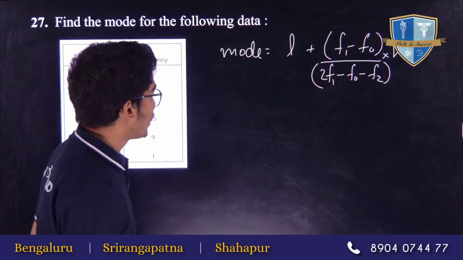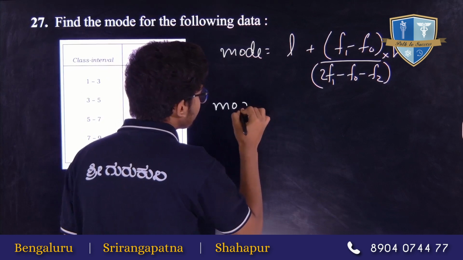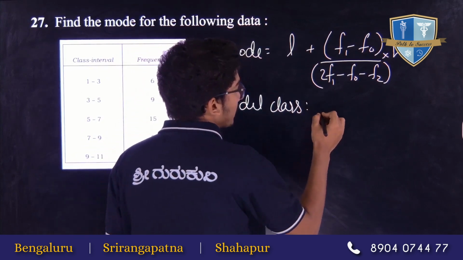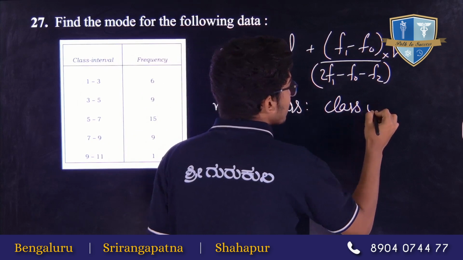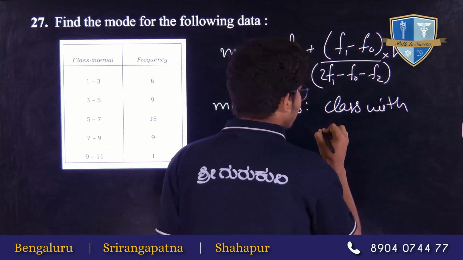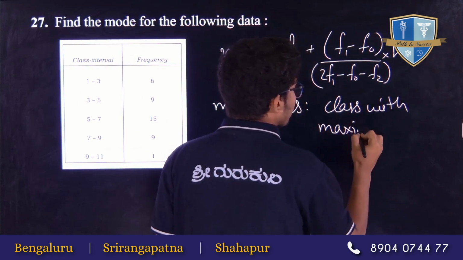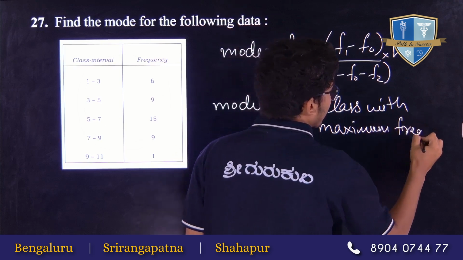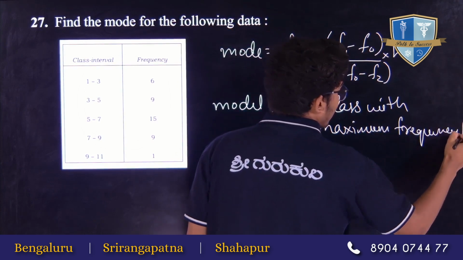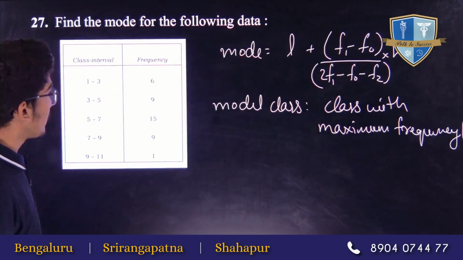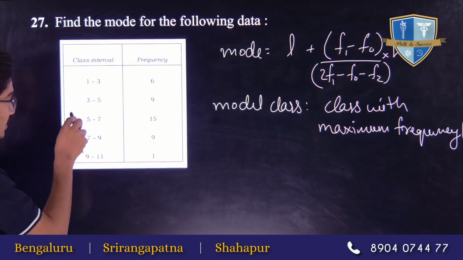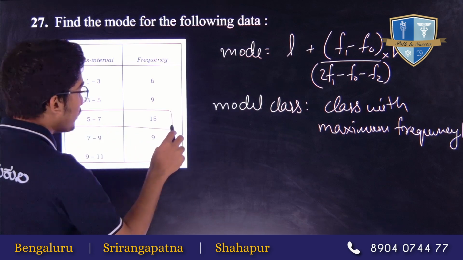Now what is this modal class? Modal class is the class with maximum frequency. See here, which class has maximum frequency? Here the maximum frequency is 15. So this will become our modal class.